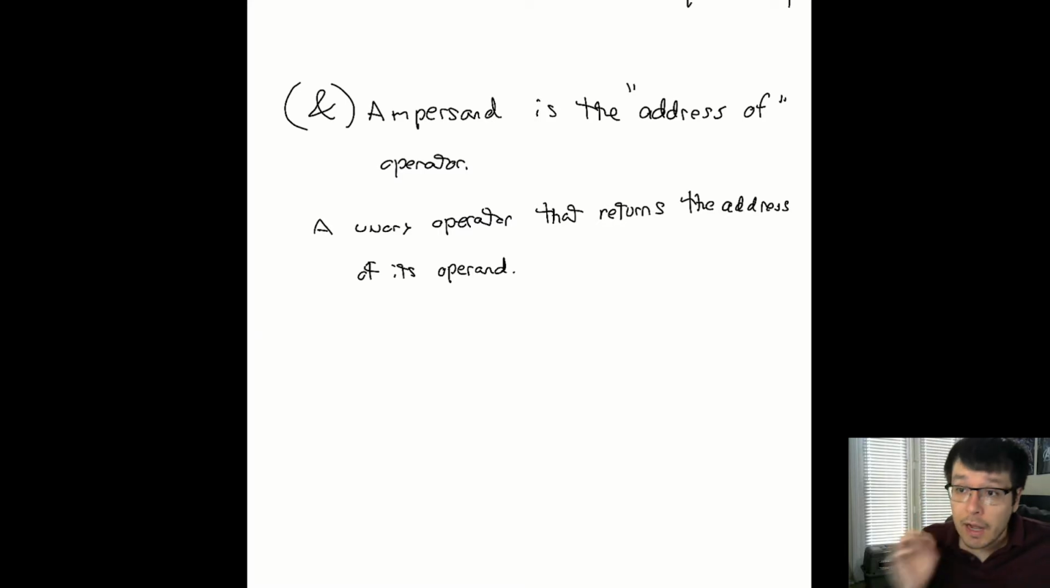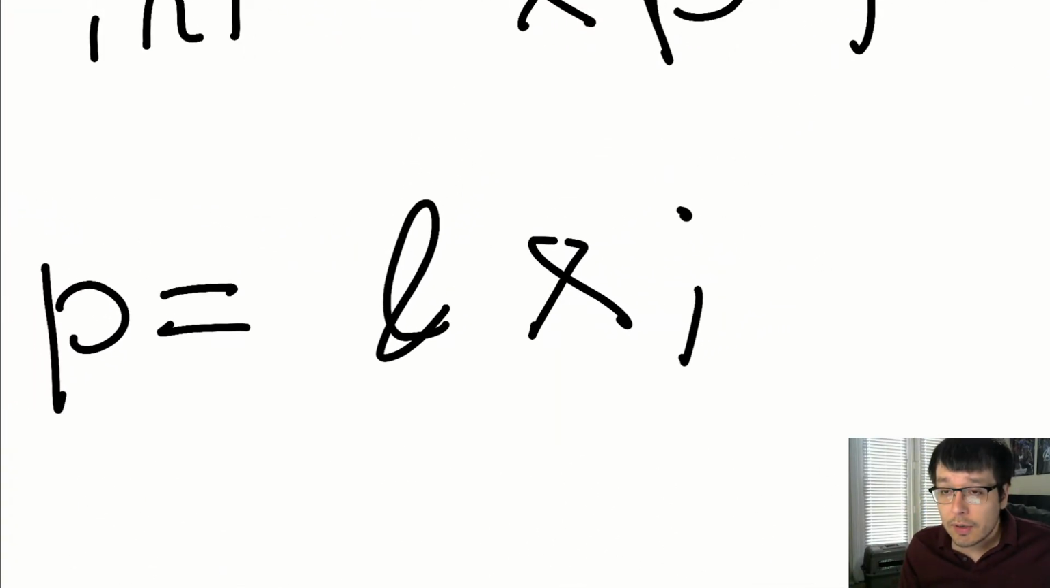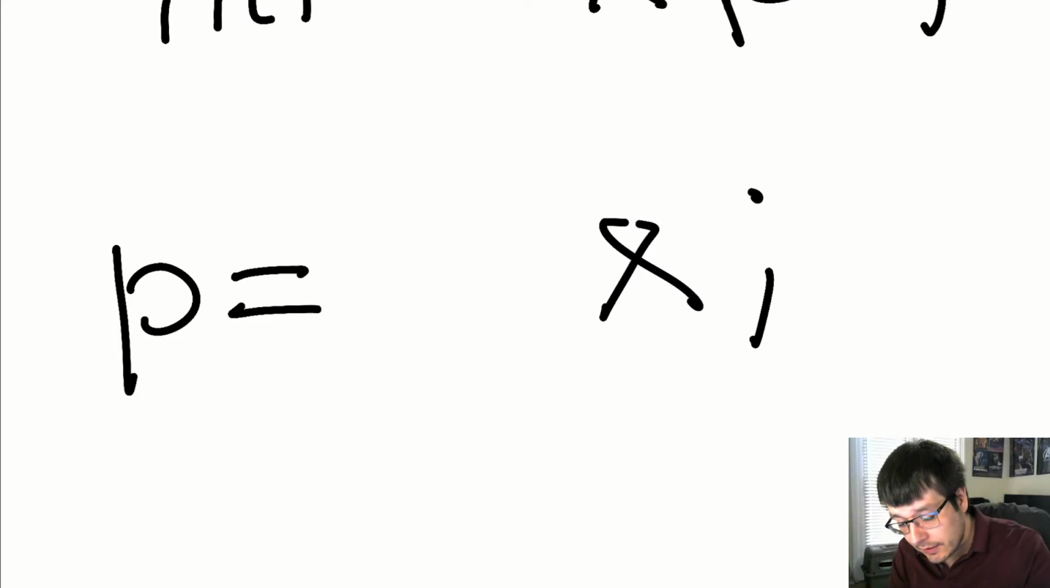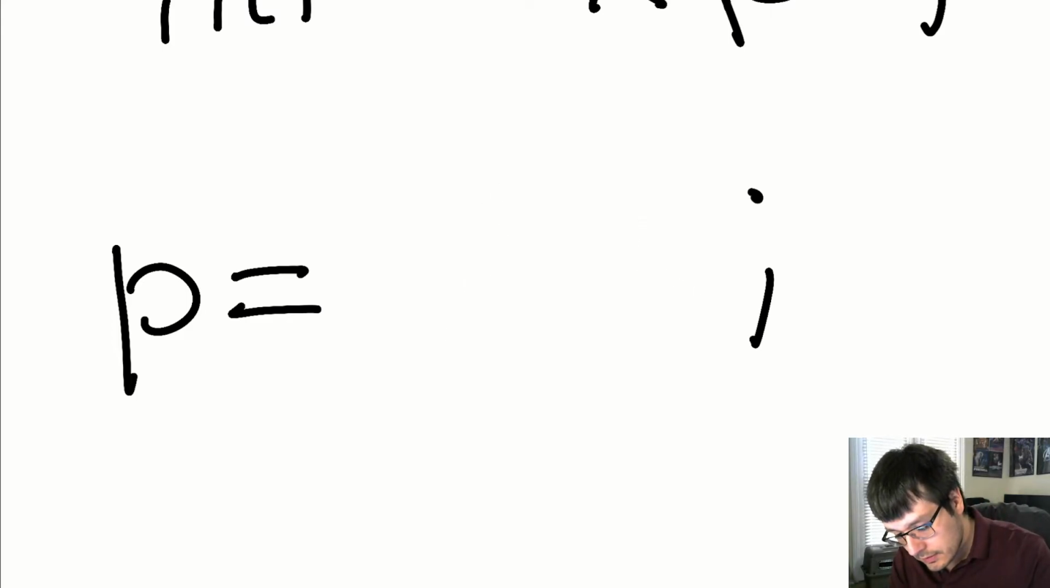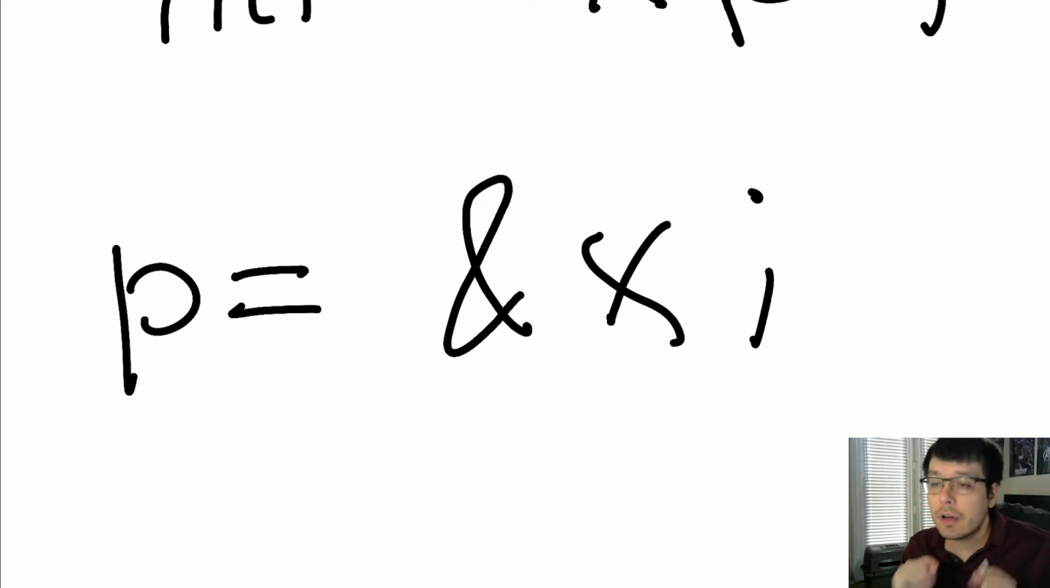So a unary operator has just one operand, and the operand that you pass with the ampersand is what you want to get the address of. So in here, when you see this line of code, P gets the address of X. We want to get the address of the variable X. X is the operand, the ampersand is the operator.